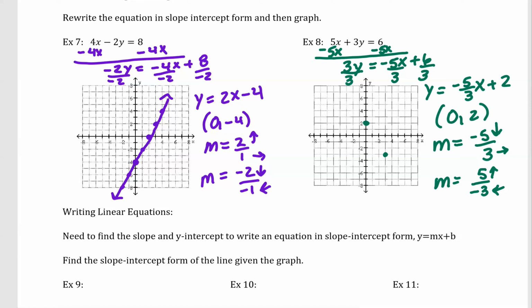So I went down 5, right 3. And I can also go up 5, left 3. And connect the dots.